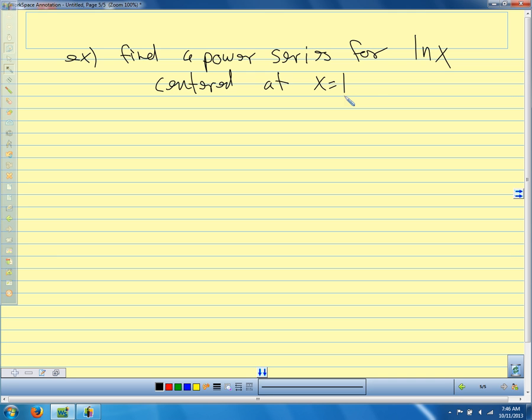Well, we know that the natural log of x equals the integral of 1 over x dx. And we just generated a power series for 1 over x, centered at x equals 1. So I'm going to say that the natural log of x equals the integral of the sum n equals 0 to infinity, the series that we just generated for 1 over x, of minus 1 to the n times x minus 1 to the n dx.